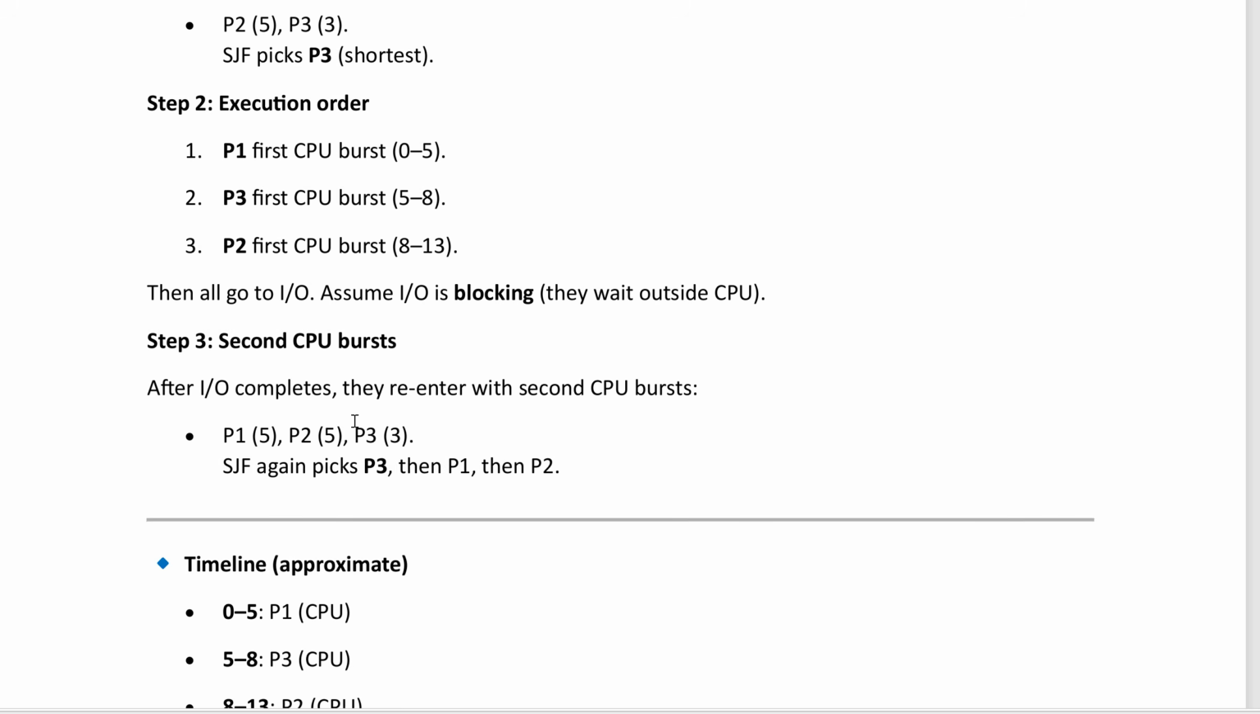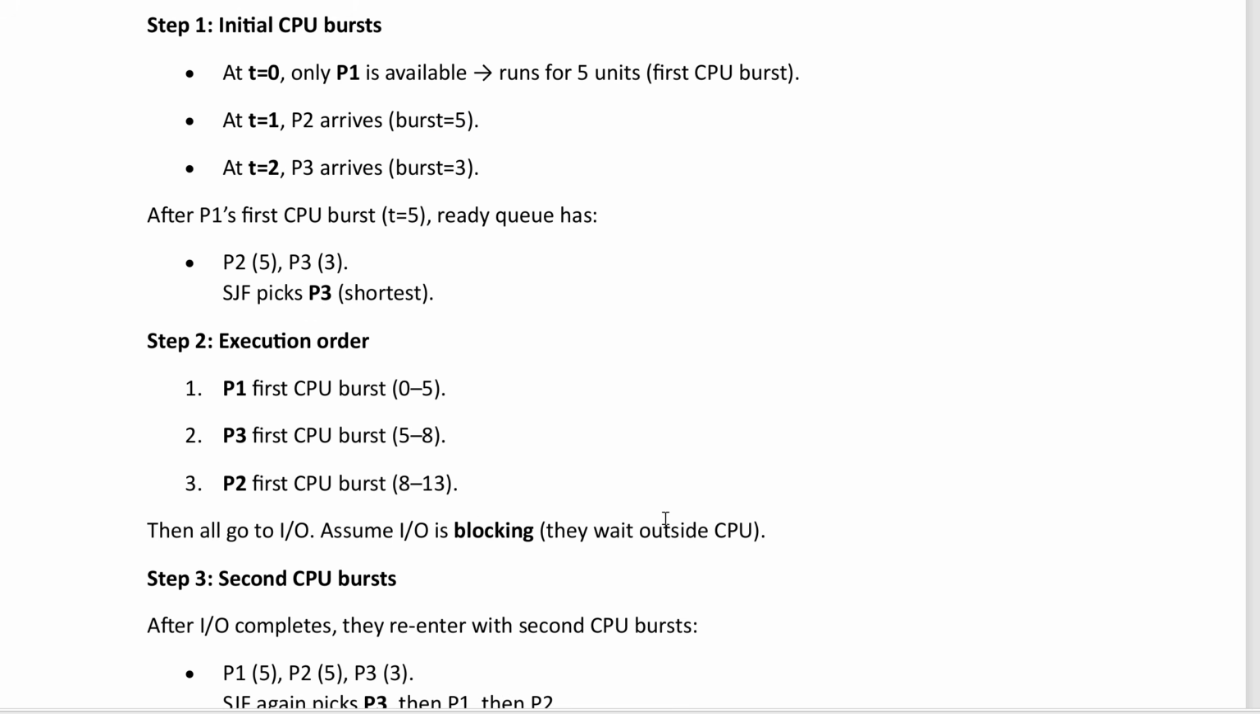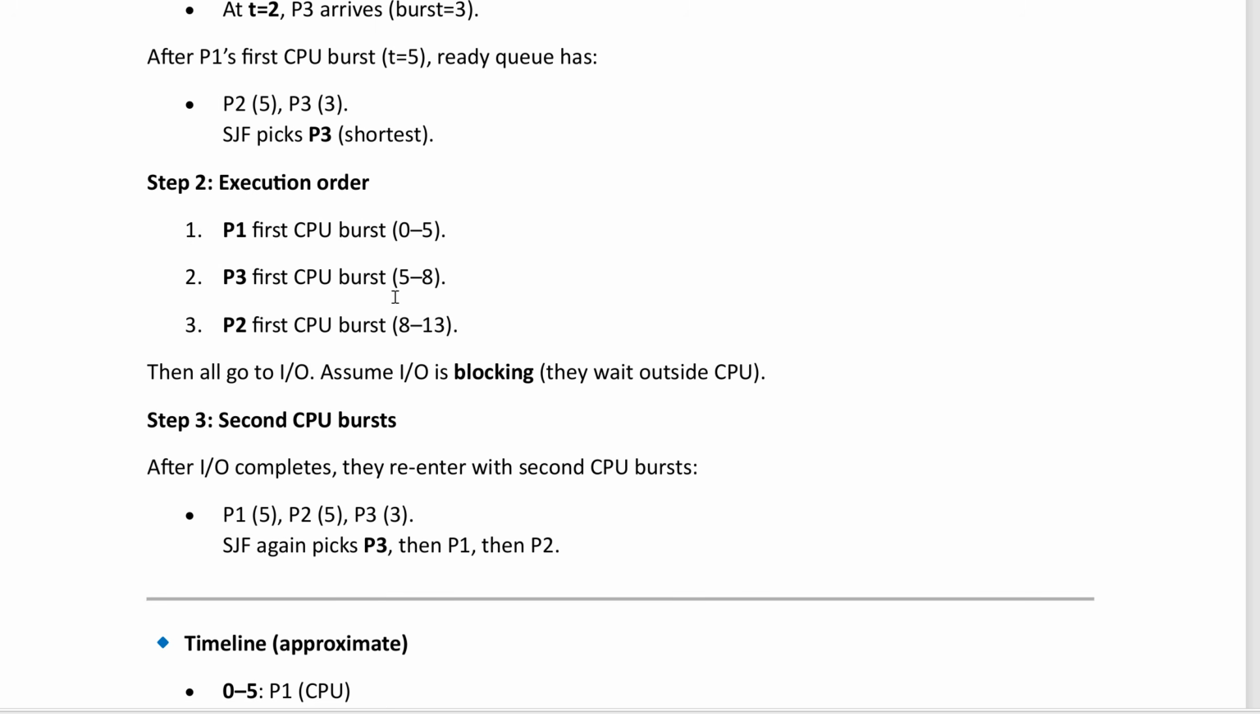Clear? So the second CPU burst will also be the same, because this and this are the same, right? This and this are the same, right? So the same execution cycle will apply for the second CPU burst.